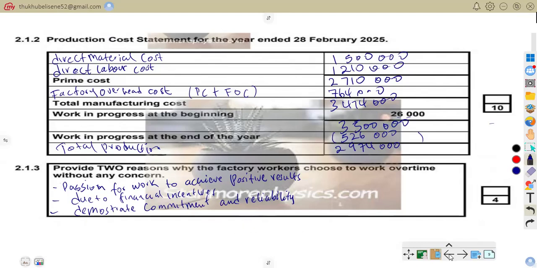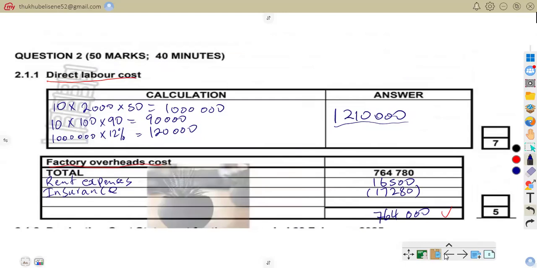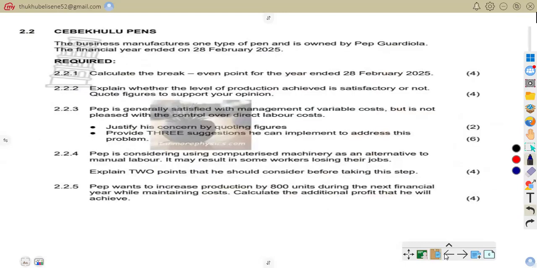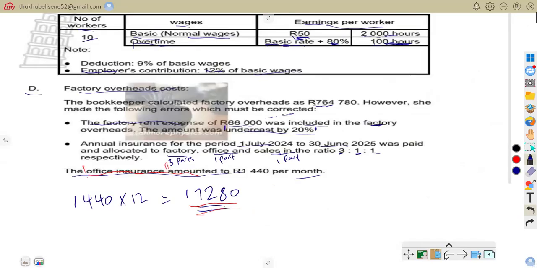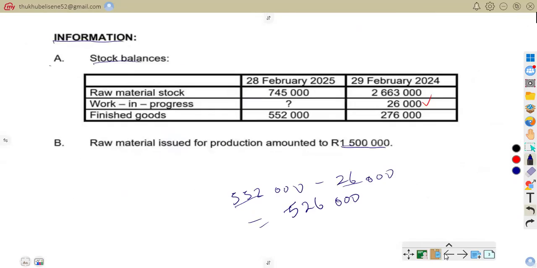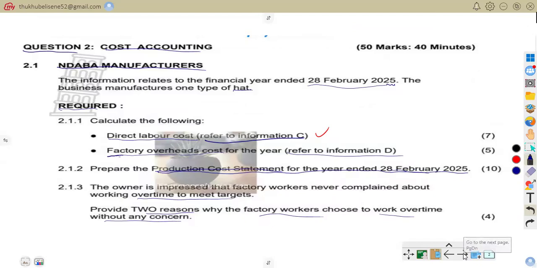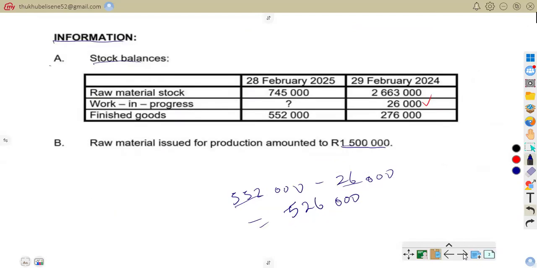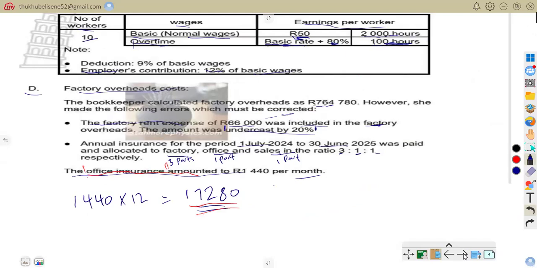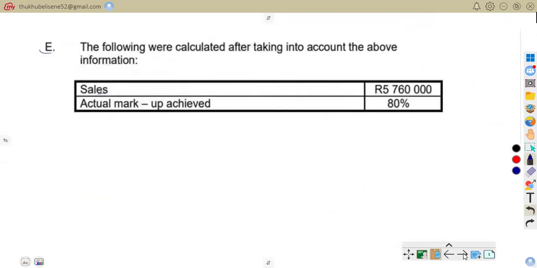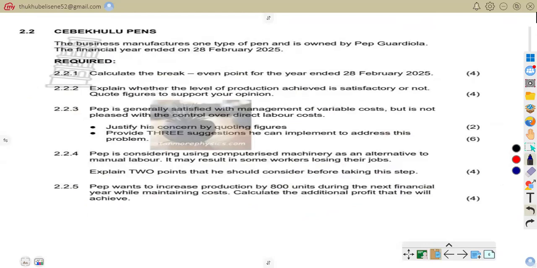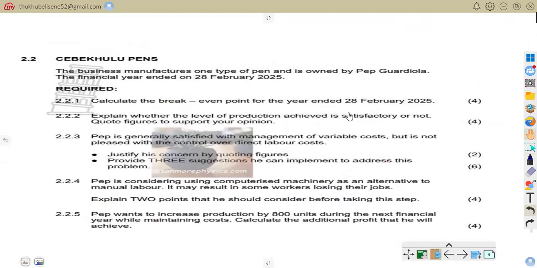So now let us go to another question, which is 2.14. We are on 2.3, the last one. So now let us be on 2.2. Let us be on 2.2.